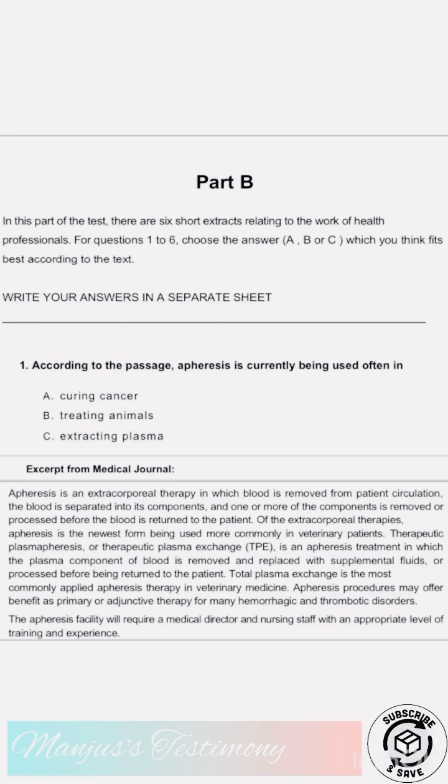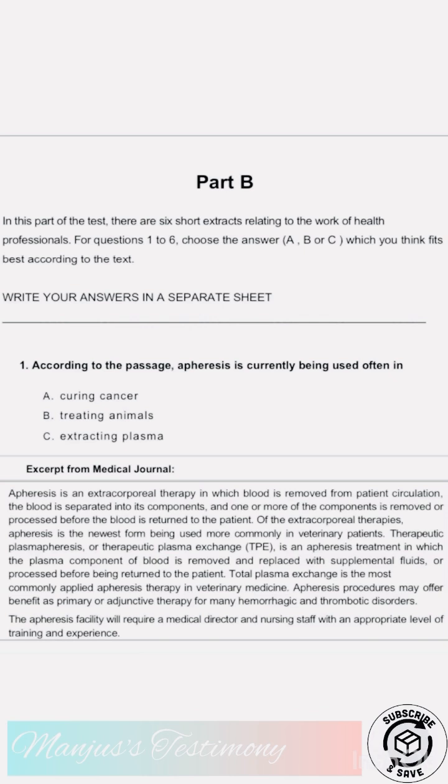Okay, so what we have done here is we read the question, then we read the options, and then go to the text to find out the right answer. So by doing this method, you have some ideas in your mind, right? You have a question, what apheresis is currently being used for, and you have three options: curing cancer, treating animals, extracting plasma. You don't know which one is right. So what we did here is we read the question, then we read the options, and then we go to the text, right?